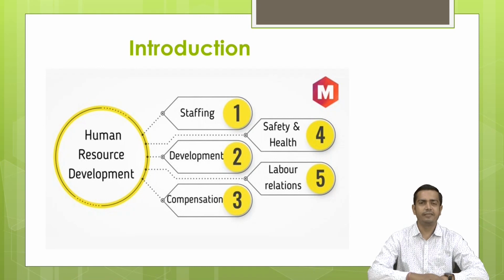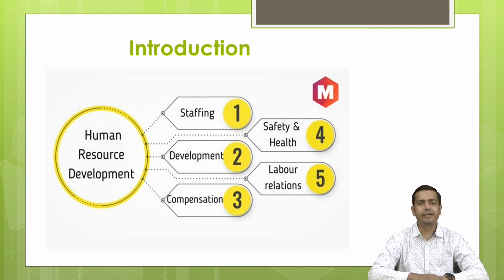Human resource development. When we talk about development of human resources, it is a consistently ongoing process. Staffing, development, compensation, followed by safety, health and labor relations. First you have to bring people, that is the first part. Then you keep on providing better input to them and make sure that they practice the same. So what happens? They get developed. Once they are developed, they start working, so you start getting output from them. And once output is proper, they expect the rewards, compensation.